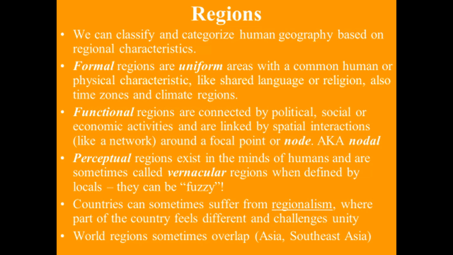Regions. All regions have common characteristics. It's one simple way to remember that we can lump things together by regional analysis. But regions can be three different kinds of regions. They can be formal, they can be functional, they can be perceptual. Each of the three has an AKA that you probably should know. Formal regions are sometimes called uniform. When people are in uniform, they look the same.